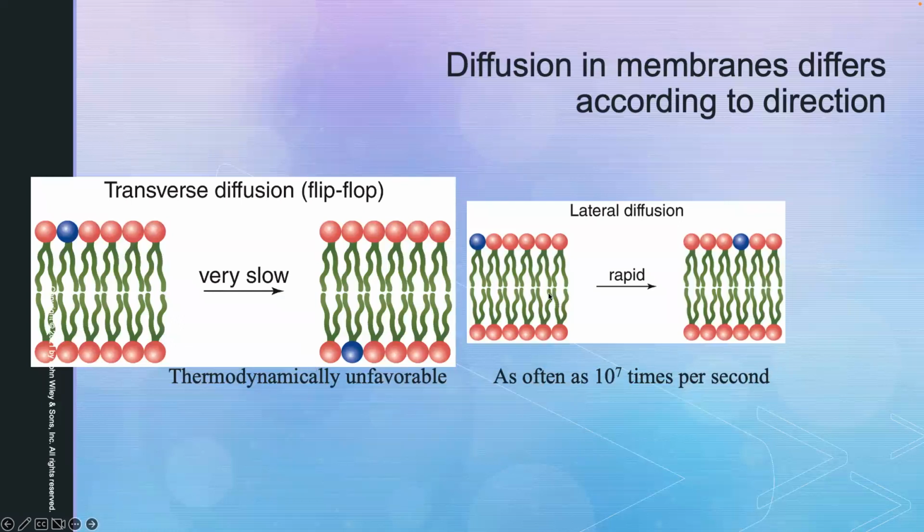However, remember, if we think about this as a fence, it's a lot easier to run up and down the same side of the fence than it is to climb over it. And so lateral diffusion is going to be very, very rapid. Phospholipids can go through lateral diffusion, where there's movement on the same plane, if you will, quite easily.